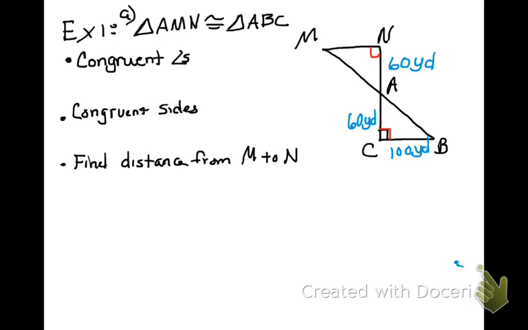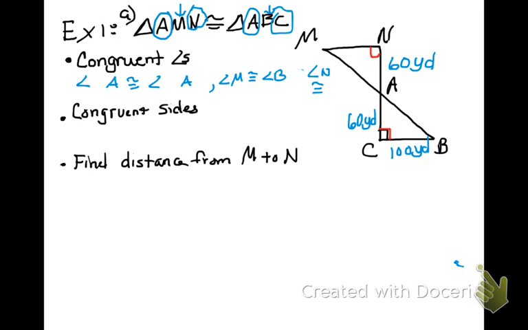Example 1 says triangle AMN is congruent to triangle ABC. So I'm going to teach you a little cheating way. For angles, they go in order from where they are. So angle A goes with angle A. Angle A is congruent to angle A, then angle M would be congruent to angle B. Then angle N is congruent to angle C.